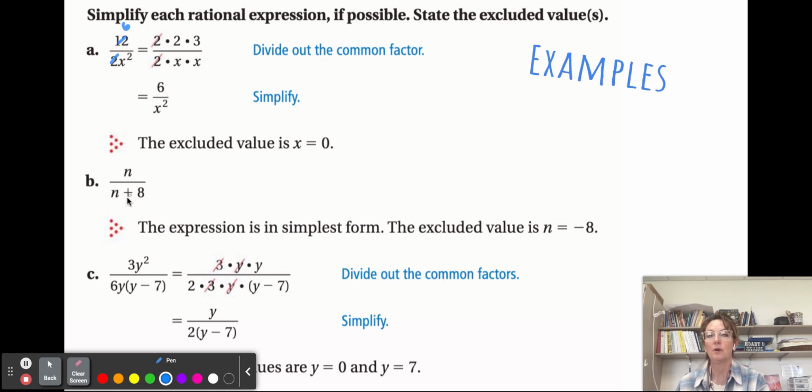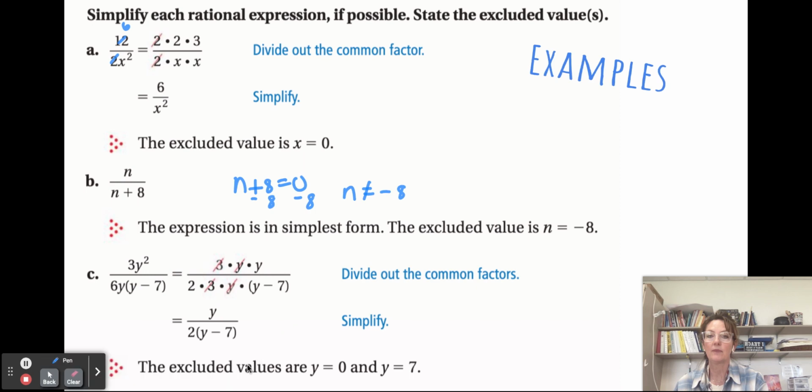For b, n over n plus 8, no common factors. If 8 had an n and we could factor out an n, we could cancel 1. But if you're having trouble deciding what the excluded value is, you want to make n plus 8 equal to 0 because it cannot be. So then if you subtract 8, that's where you're going to get n is equal to -8. A lot of times I will write it like this, n cannot equal -8, because that's the part that is excluded.